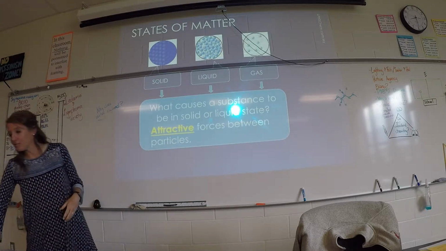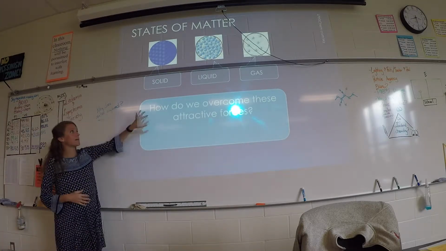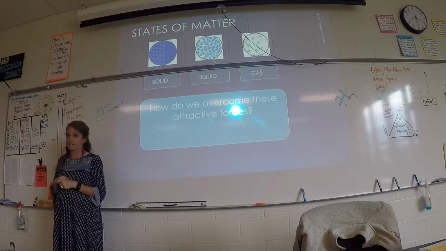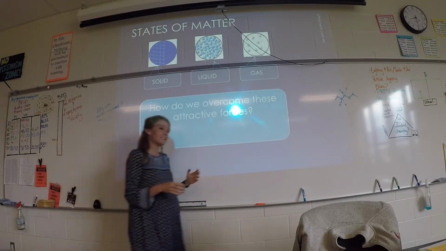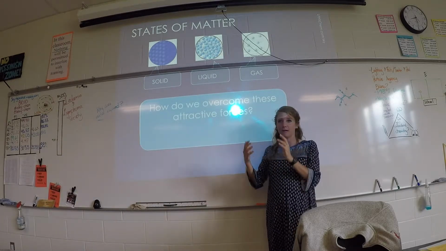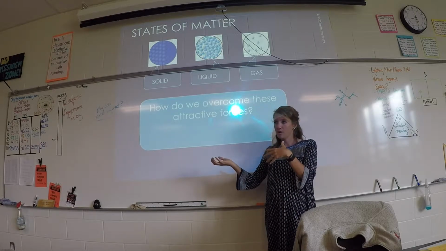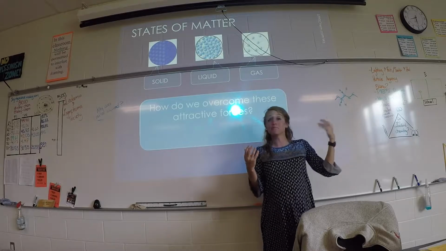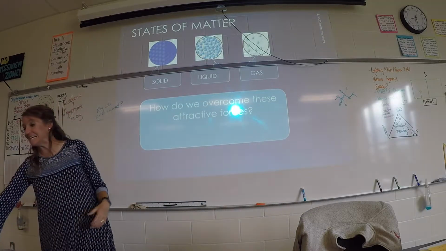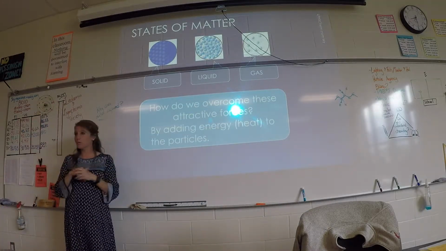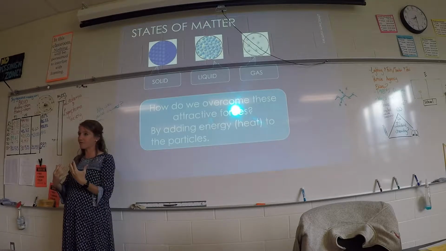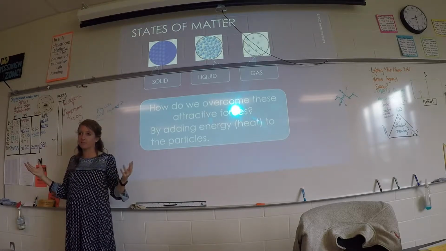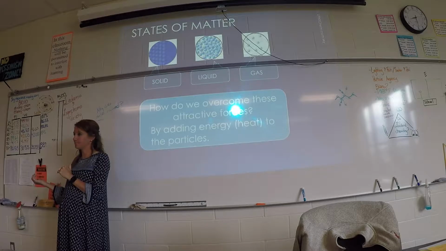Okay? So the next question that we're going to talk a lot about today is how do I overcome these attractive forces? If I want to change something from a solid to a liquid or to a gas, what do I have to do to overcome the magnets? Add energy. Add some sort of energy. Typically we say it's heat, right, to the particles. By adding energy, I can pull the magnets apart, changing their phases.